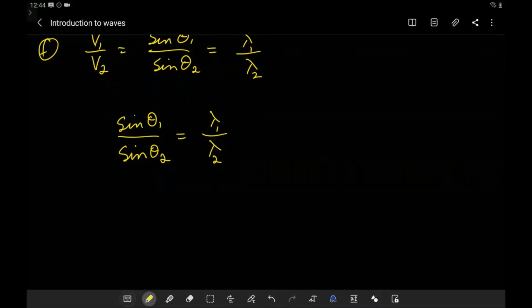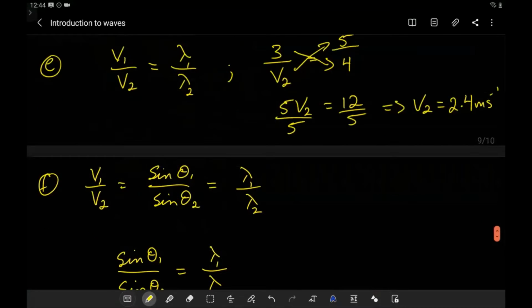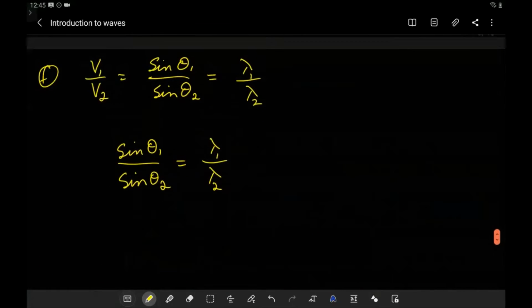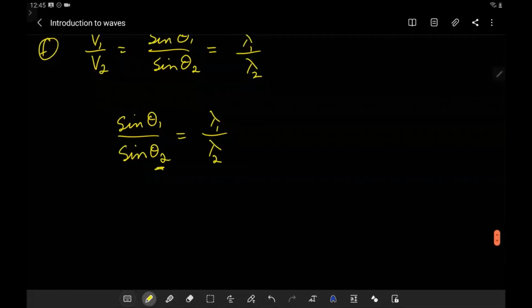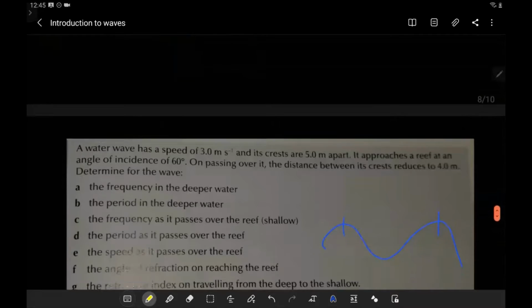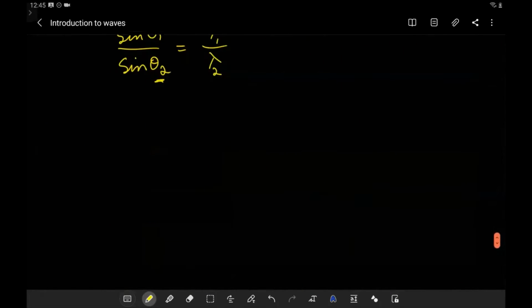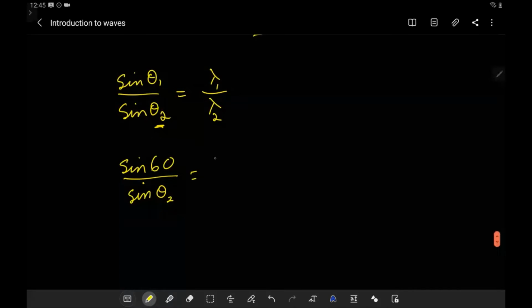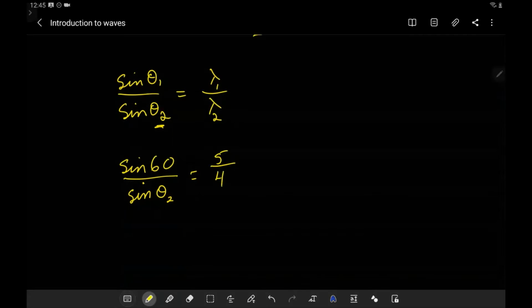Okay, so we are back. What are we trying to find? We are trying to find the angle of refraction. We are looking for theta 2, this angle here. We are told that theta 1 came in at a 60-degree angle, so we have sine 60. Make sure your calculator is in degrees, because they give us the angle in degrees. Sine 60 over sine theta 2 is equal to lambda 1, which was 5, over lambda 2, which is 4.